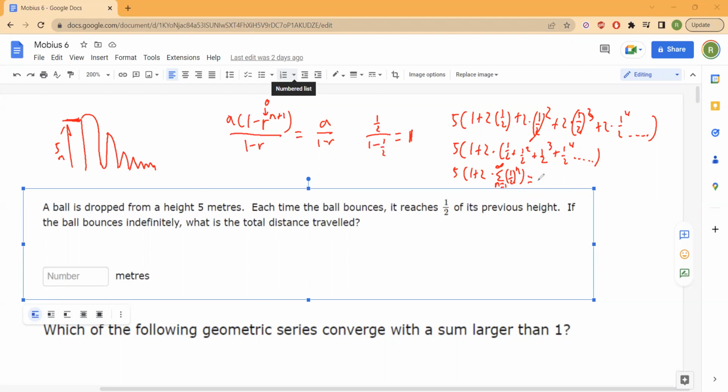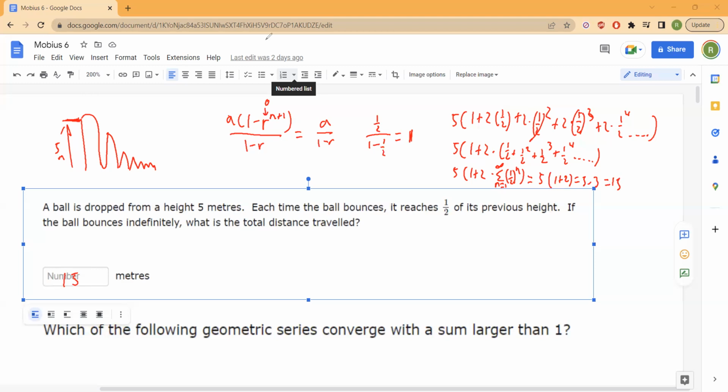So then this is equal to 5 times 1 plus 2 times 1, which is 2. So it's going to be equal to 5 times 3, which is equal to 15. So this ball will travel 15 meters. Perfect. Let's go on to the next question.